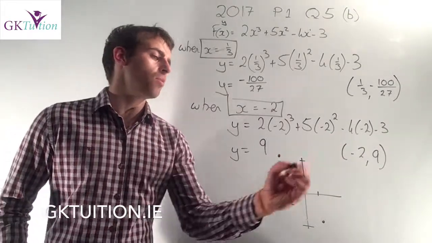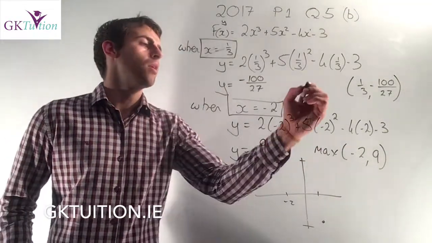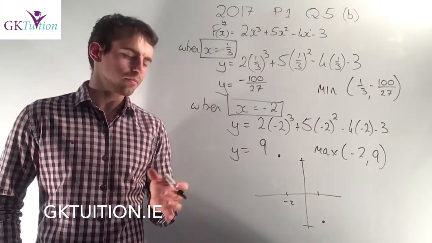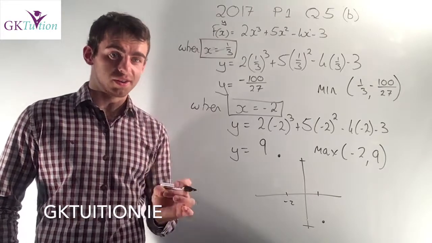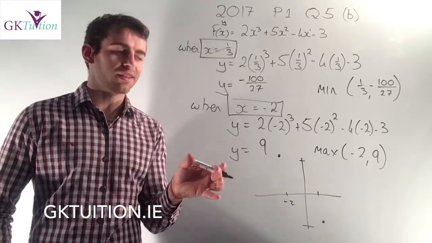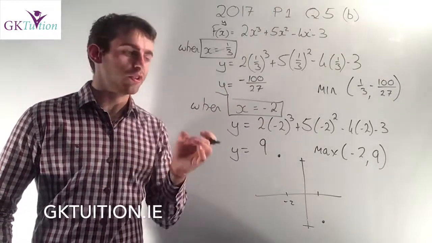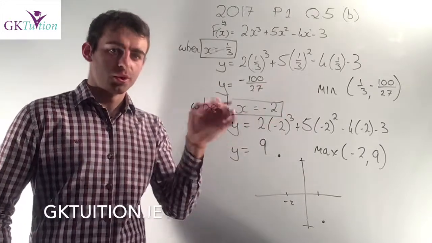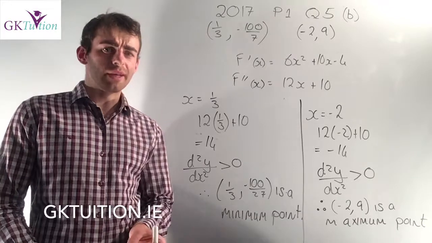So I know that -2, 9, to get the marks there, you just had to say that the max was -2, 9, but that the min was 1/3, minus 100 over 27. That was the marks for this question. However, that is usually not sufficient. So if you had this question in the leaving cert, I'd really encourage you to go further. So let's talk about now how you would actually prove which one is the maximum and which one is the minimum.